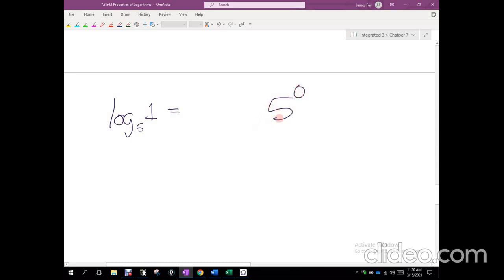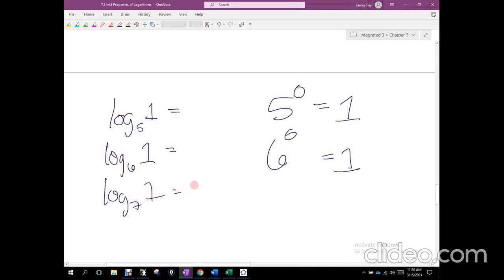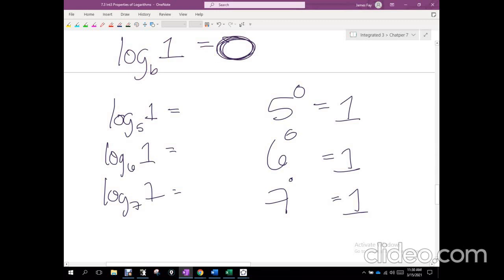If I use 0, by definition, we said 5 to the 0 is 1, right? Okay. What if I go log base 6 to get 1? What do I need to raise 6 to get 1? 0. What about log base 7? 7 raised to the what will give me 1? 7 raised to the 0. Okay. So every time that you see log of any base and you're getting back 1, then the answer to that thing is 0.